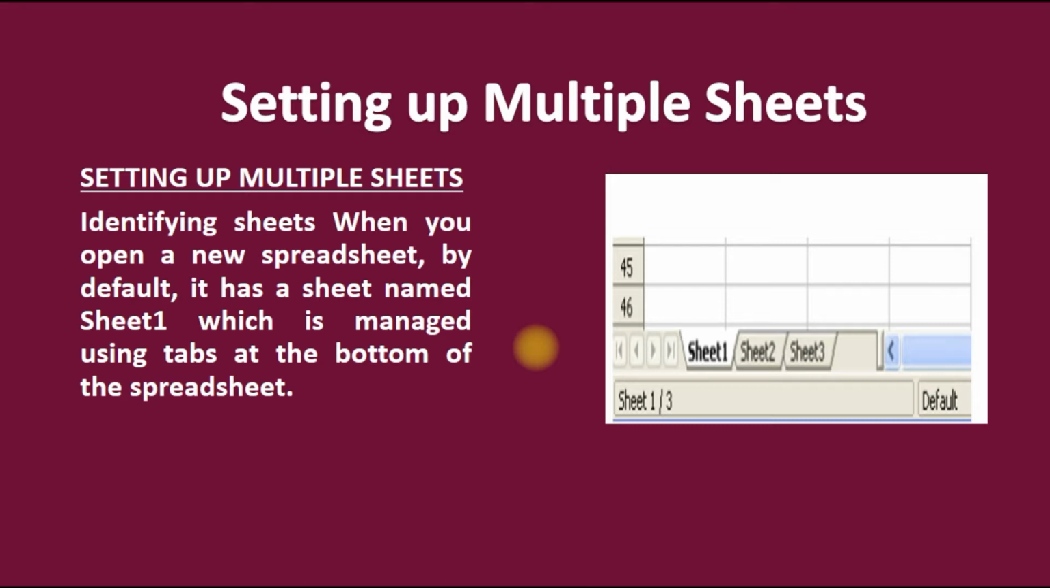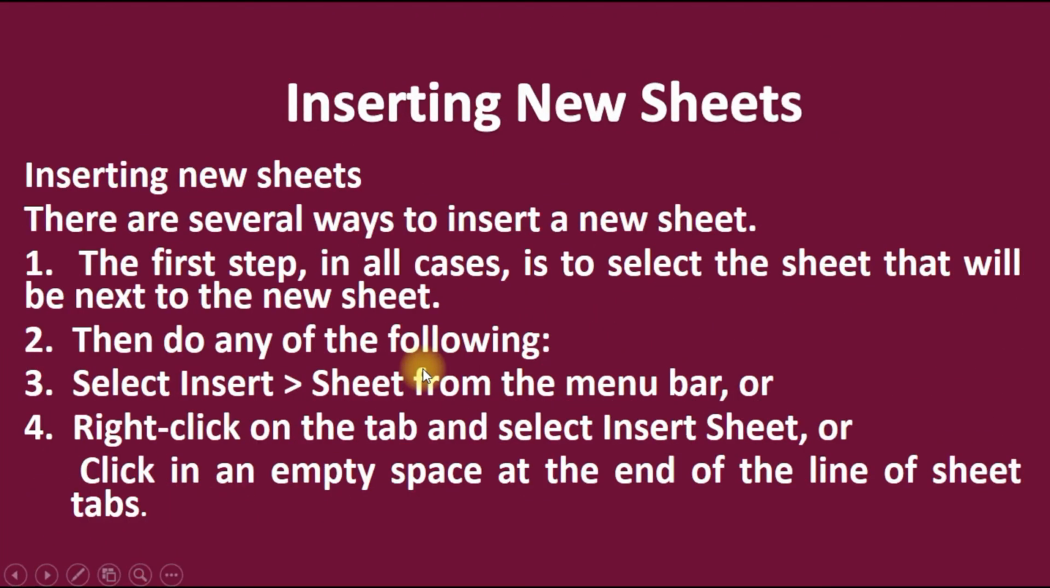Identifying sheets: when you open a new spreadsheet, by default it has a sheet named Sheet 1, which is managed using tabs at the bottom of the spreadsheet. You see that whenever you open Office Calc, there are 3 sheets given by default. If you rename a sheet, then only the name will be changed. Otherwise, the names will remain as Sheet 1, Sheet 2, Sheet 3 and so on. Okay? Now, first of all, we have to see how to insert new sheets.